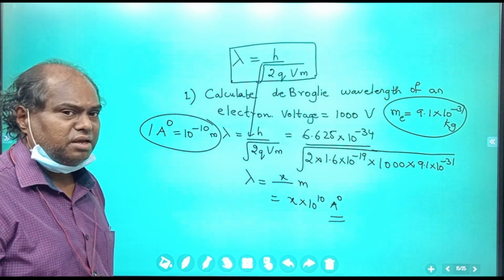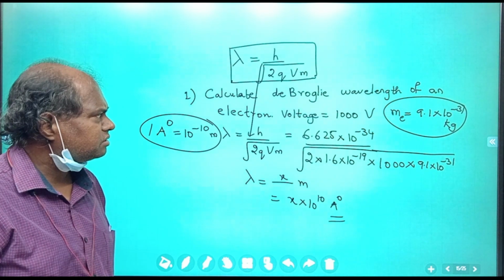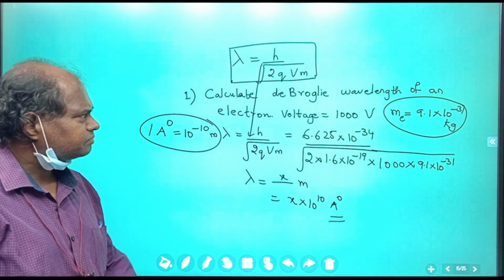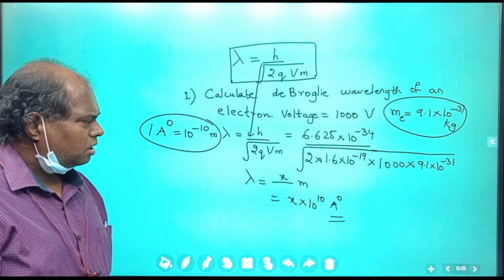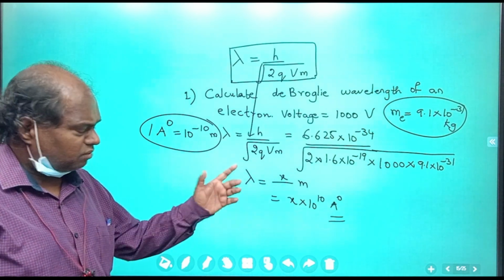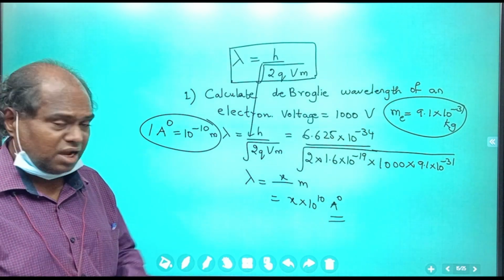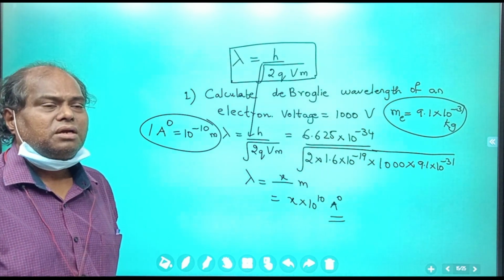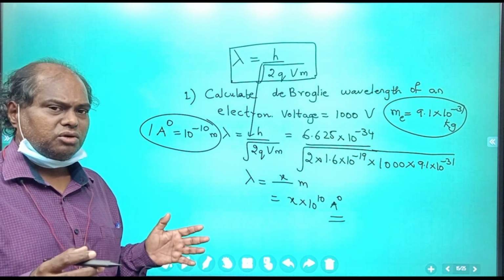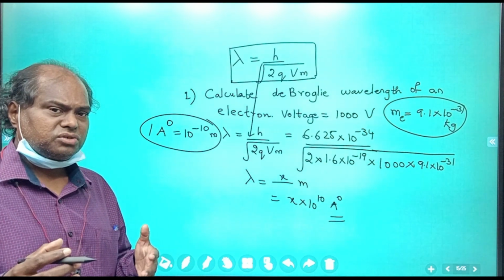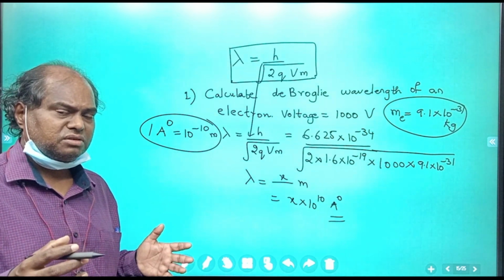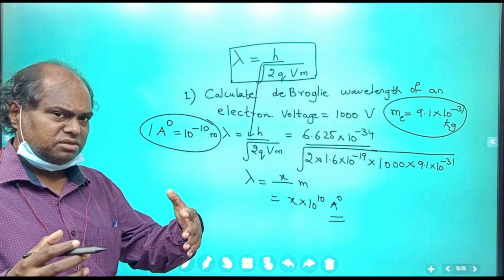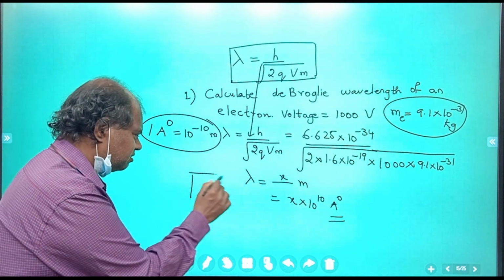So this is how you can calculate the de Broglie wavelength of an electron when you are applying some voltage. And students, I'll tell you one very interesting thing here. This is how an electron microscope works. In an electron microscope, they have a beam of electrons, and they apply some voltage. Suppose this is a surface.